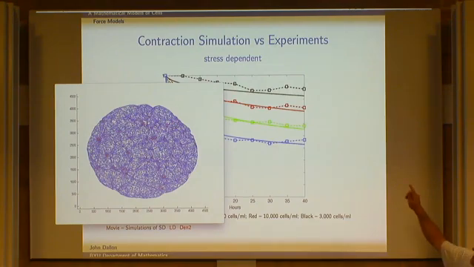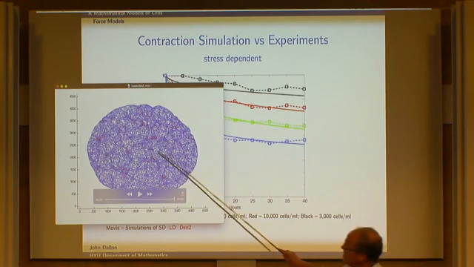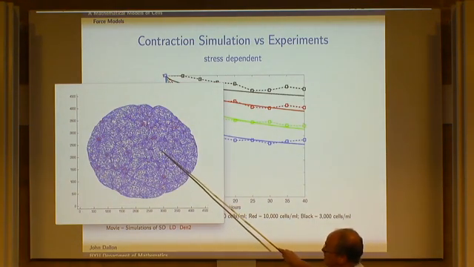So adding the stress dependence allowed me to match the parameters. And you can see here that the cells didn't move very much, and there are regions in the lattice which are not really contracted very much at all.